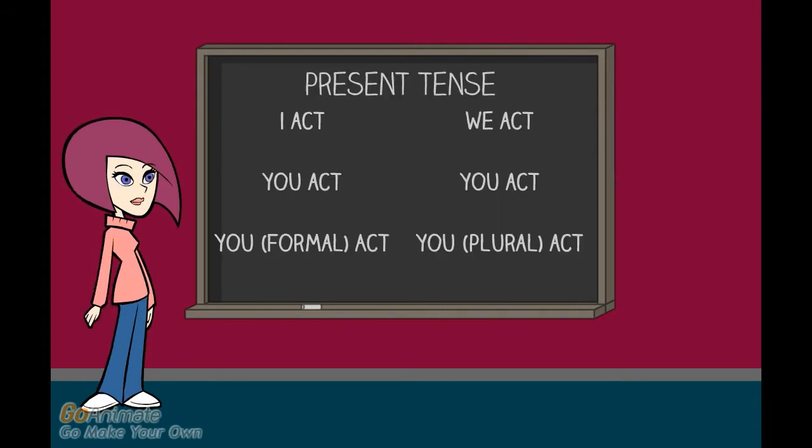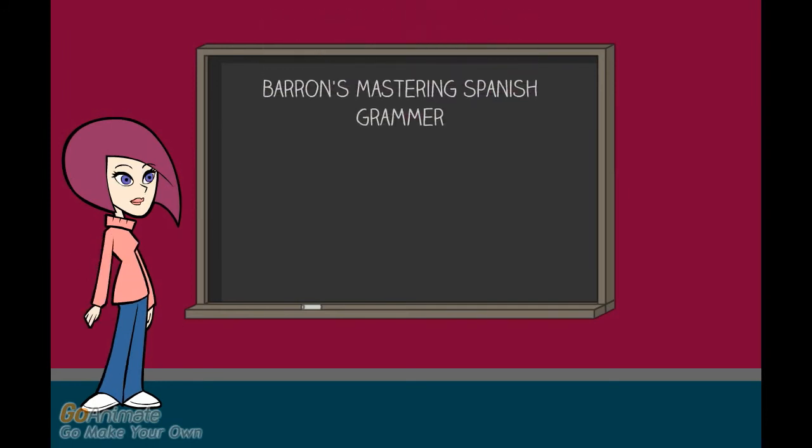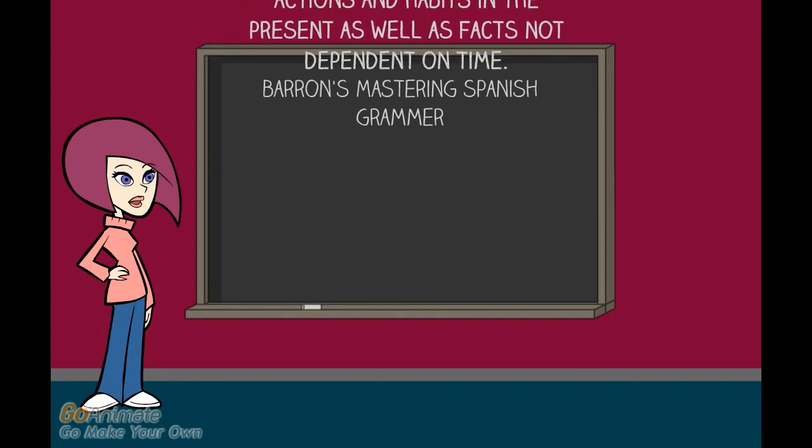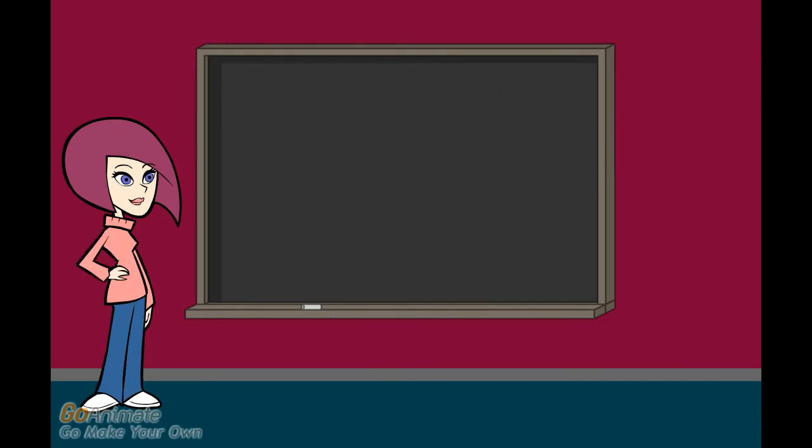Remember, you will use these verbs when you are talking about things happening in the moment or things that generally happen. In other words, I buy things. This is a mere general statement of something I do. Barron's Mastering Spanish Grammar defines present tense verbs as actions and habits in the present as well as facts not dependent on time.